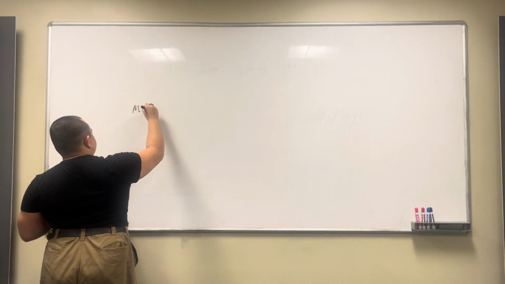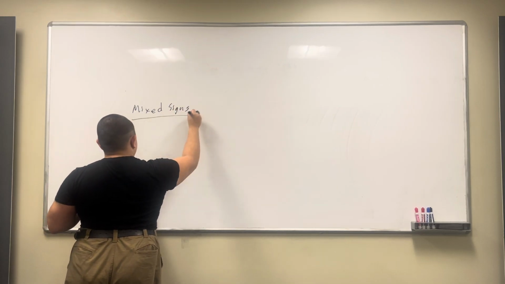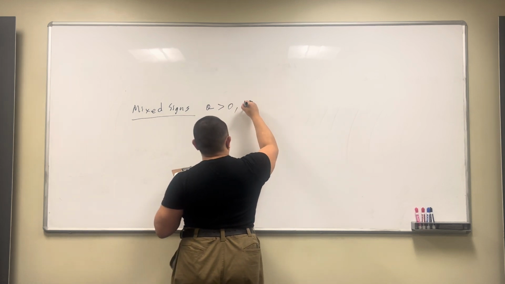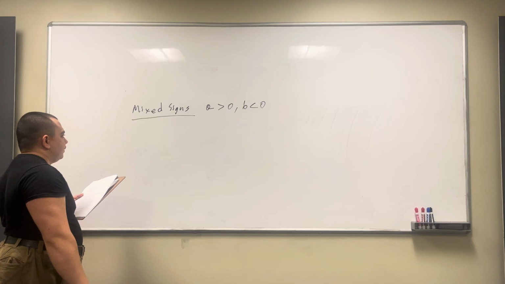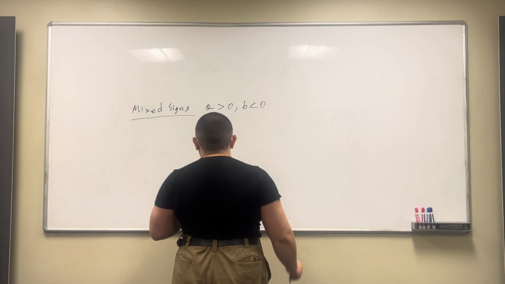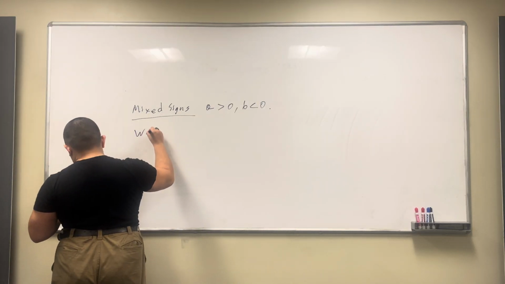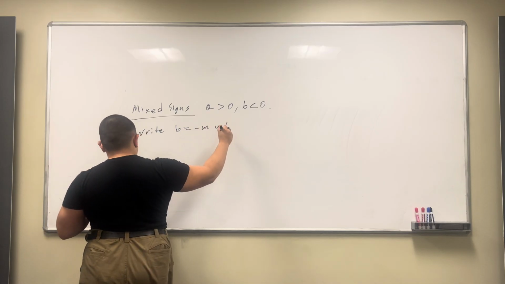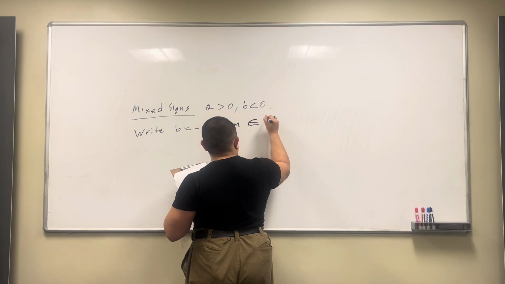So, let's see. For mixed signs, we have a is greater than 0, b is less than 0. Let's take that case. A is positive, b is negative. Let's write b to be equal to negative m, with m in positive integers.